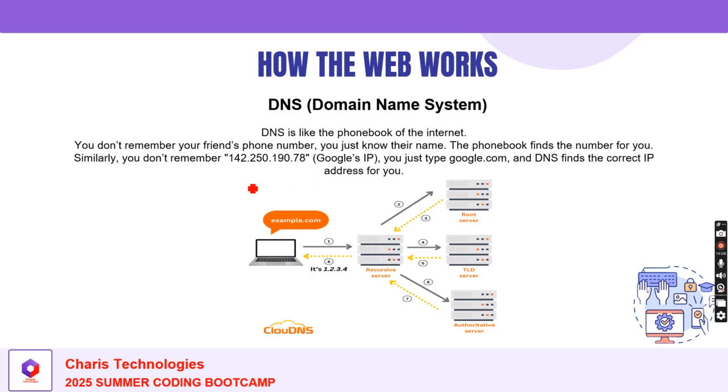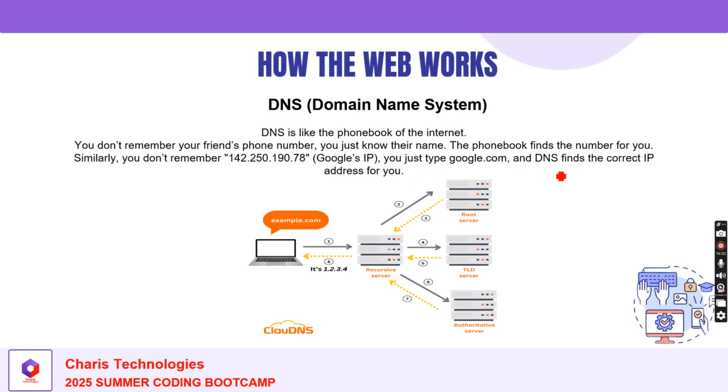Now Google's address is actually 142.250.190.78. It will not be easy, you may not memorize this easily, but easily you can memorize google.com. So google.com is the domain name of Google, while this is the IP address. So it's like a phone book. This is the phone number, this is the name of the person, right?